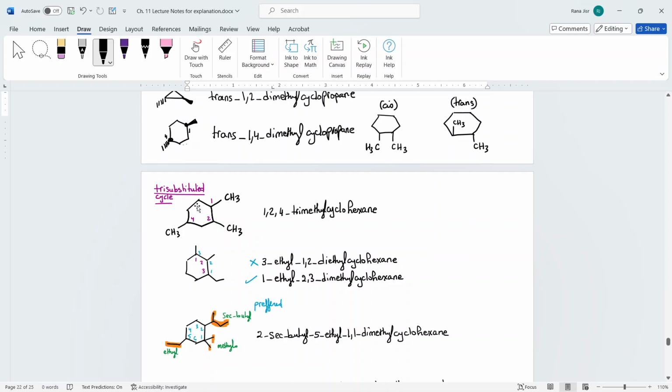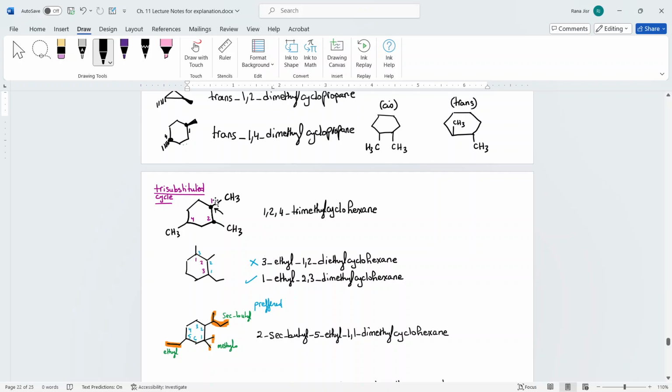Now, as you go for more substituents, you no longer use cis and trans. So this is a tri-substituted cycle, meaning that you have three substituents in there. So you want to give your substituents the lowest possible number. This is the rule. So in this case, I need to start numbering from this carbon over here so that I can give the second substituent the lowest number.